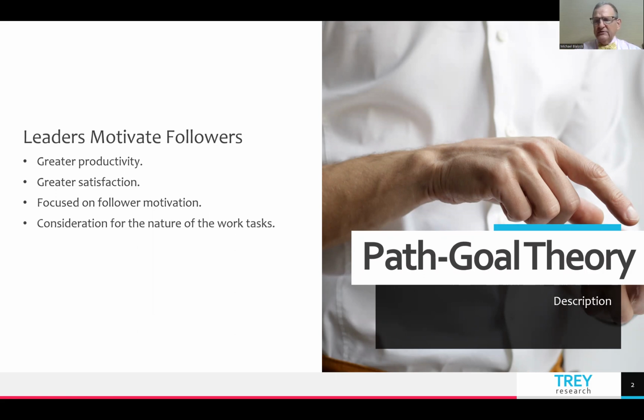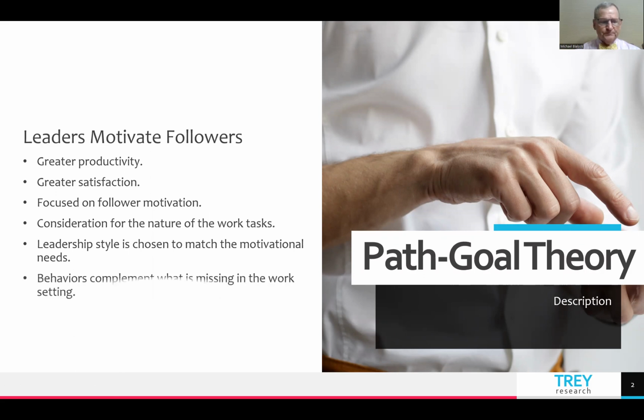I have to also take into account, different than Blanchard's situational theory of leadership, the consideration of the work tasks themselves. And the style is chosen to match the motivational needs of the follower. The leader's behaviors must complement what is missing in the work to be able to get the setting to work best for the follower and help them achieve the goal.